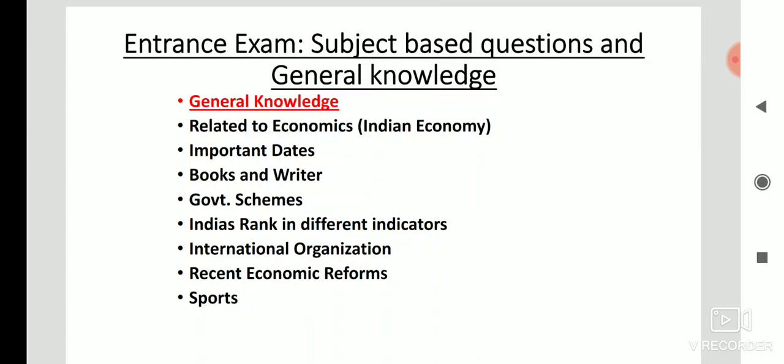Questions may also come from different sports. India's rank in different indicators may include HDI rank and EDB rank. EDB means ease of doing business, and now India's rank in EDB is 77 in ease of doing business, and in HDI around 130. So this type of question may come as a general knowledge question. These are some of the samples; questions may come from outside also.